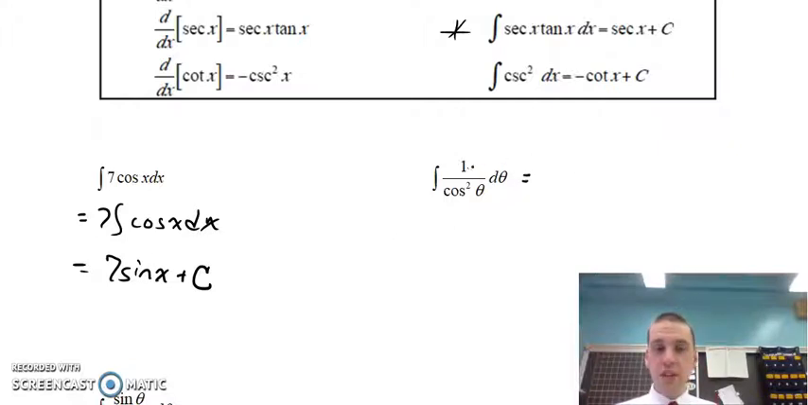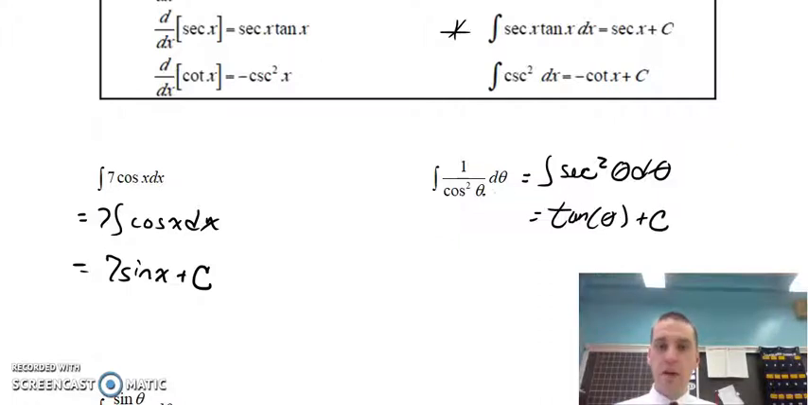For this one, you're going to see that's 1 over cosine squared theta. You have to know your reciprocal trig functions. You get the integral of secant squared theta d theta. And I just talked about what the integral of secant squared theta is. We know it's tangent. But you've got to know that 1 over cosine is secant, and 1 over sine is cosecant.